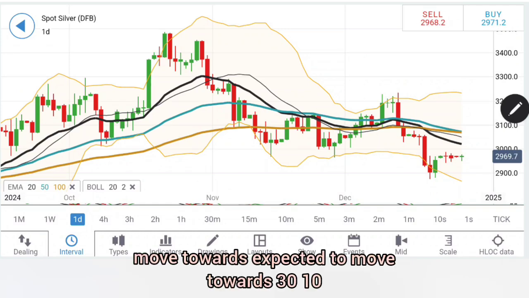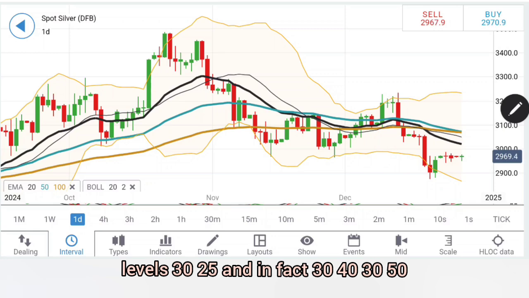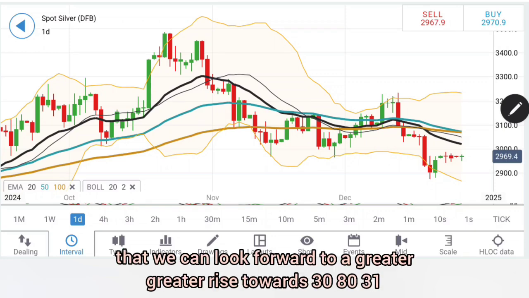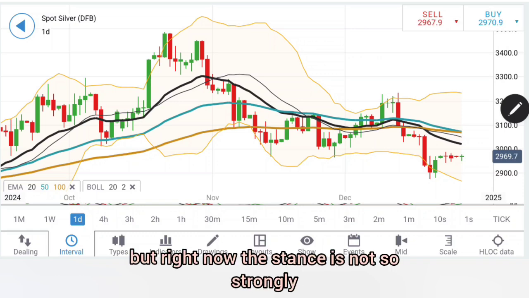Expect it to move towards 30.10 levels, 30.25, and in fact 30.40, 30.50 is possible. Beyond that, we can look forward to a greater rise towards 30.80, 31 levels very soon. But right now the stance is not so strongly bullish for silver.